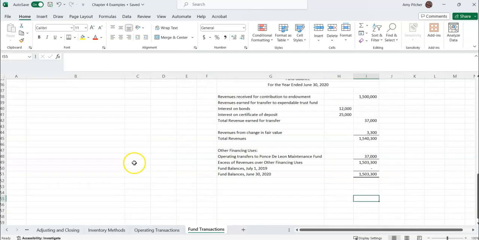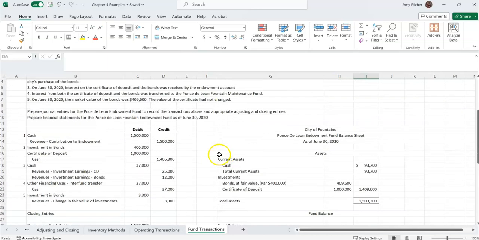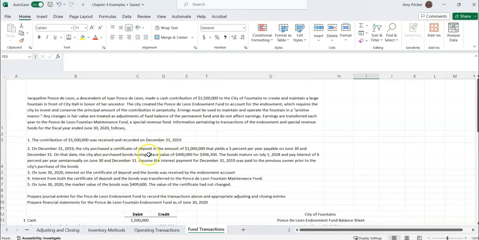So that's some of the different transactions for an endowment fund. Of course, we're going to talk about endowment funds a lot more, especially when we get to the college and university chapters and the nonprofit chapters, because a lot of funding that they receive in contributions ends up in restricted endowment funds.